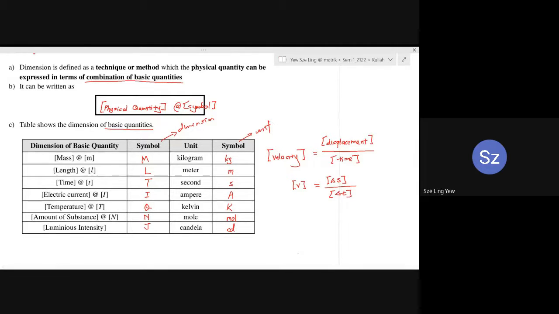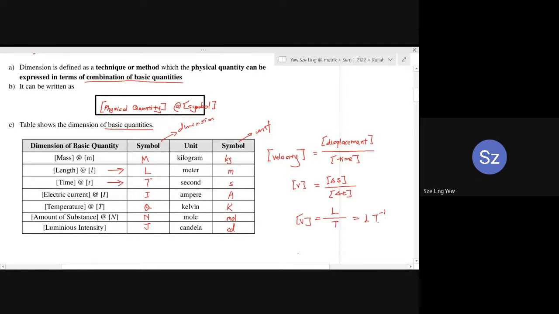Now that you have it in equations already, next step, you use the dimensions of a basic quantity symbol to replace the displacement and the time in the equations. So the dimension of V is equal to displacement, which is a type of length. Length, the symbol is capital letter L, so you put an L here, and then over time. Time, the symbol is capital letter T. Therefore, the dimensions for velocity V is LT negative 1.